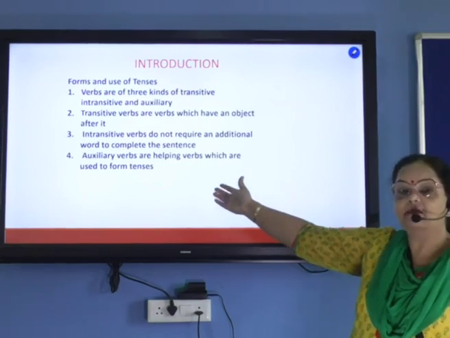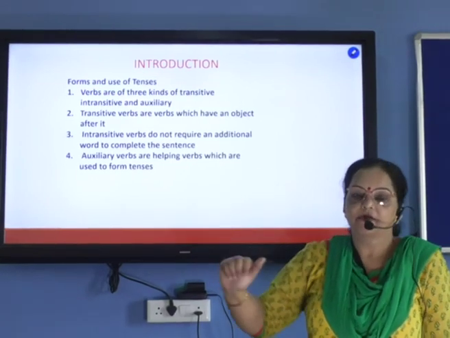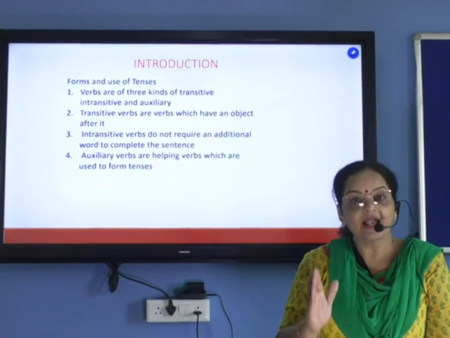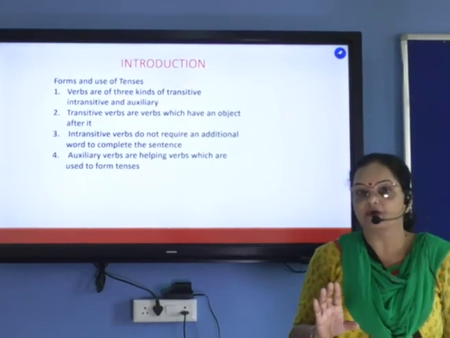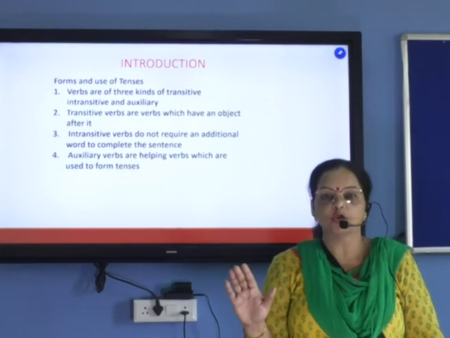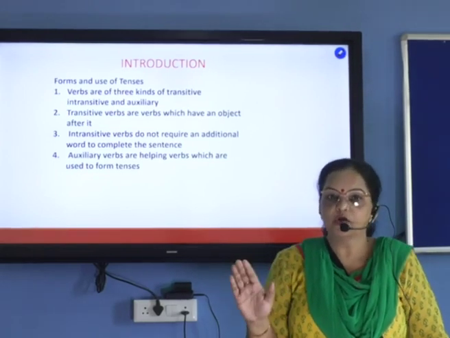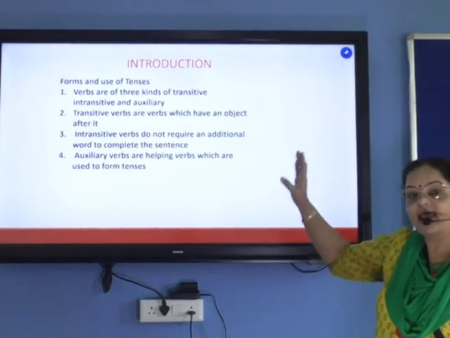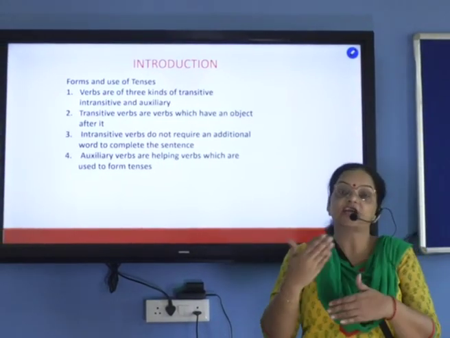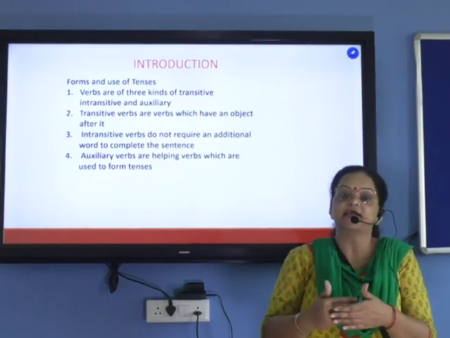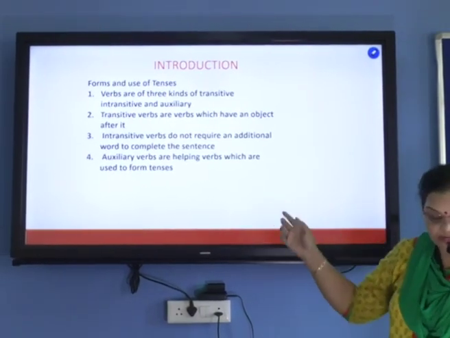And the third one is the auxiliary verb. Auxiliary verbs are the helping verbs. In total, in English we have almost 24 helping verbs: is, am, was, were, has, have, do, does, all these. They help in making tenses, especially in interrogative and negative sentences, where we use these helping verbs.